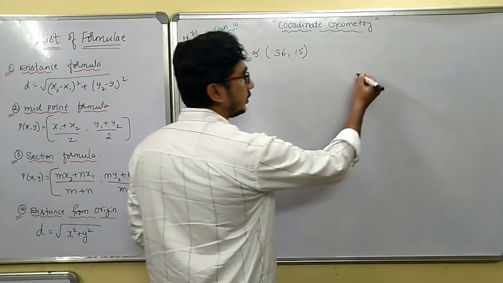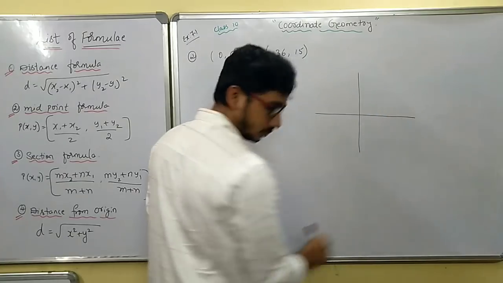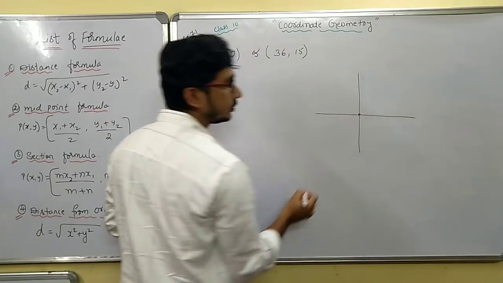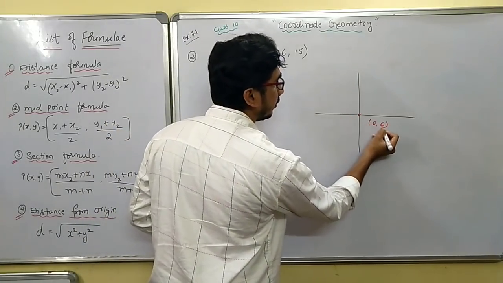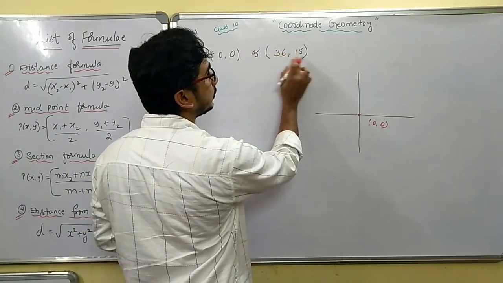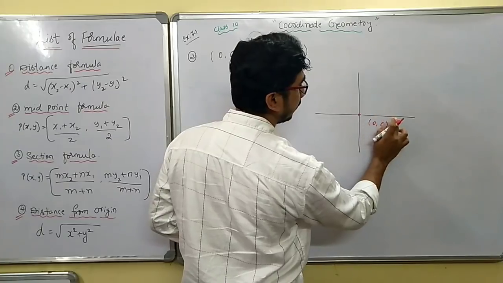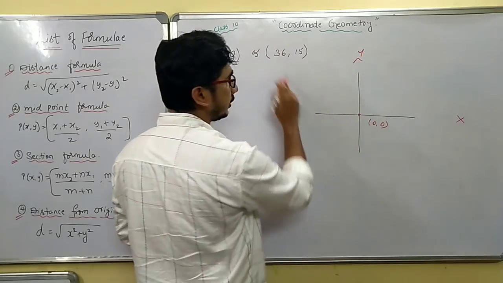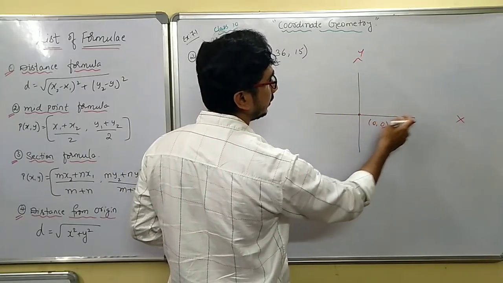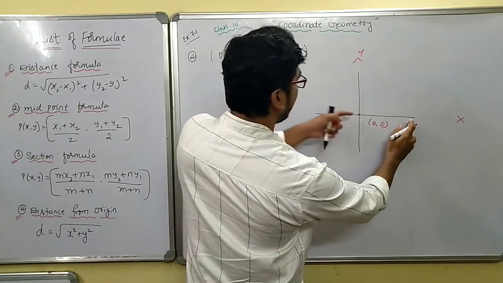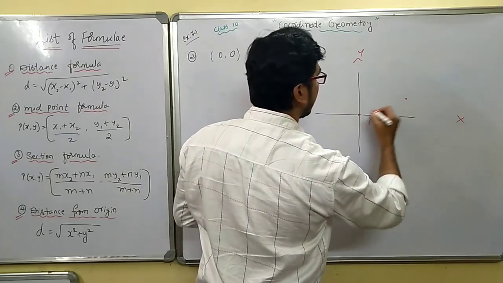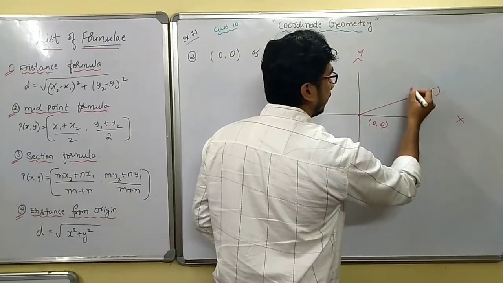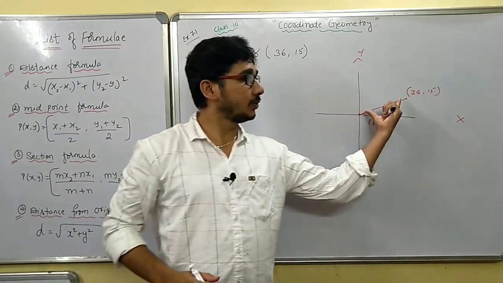What does it mean? See, if I draw the graph like this, 0, 0 means this one. 0, 0. So this is x, this is y. X is here somewhere. This is x axis. No, this is y axis. So 36 means 5, 10, 15, 20, 30. Here somewhere 36. Okay, 15 means 5, 10, 15, here. It will come here. So we have to find the distance between these 2 points. Imagine. Okay, 36, 15. Now 0, 0. Now I am going to find the distance between these 2 points.